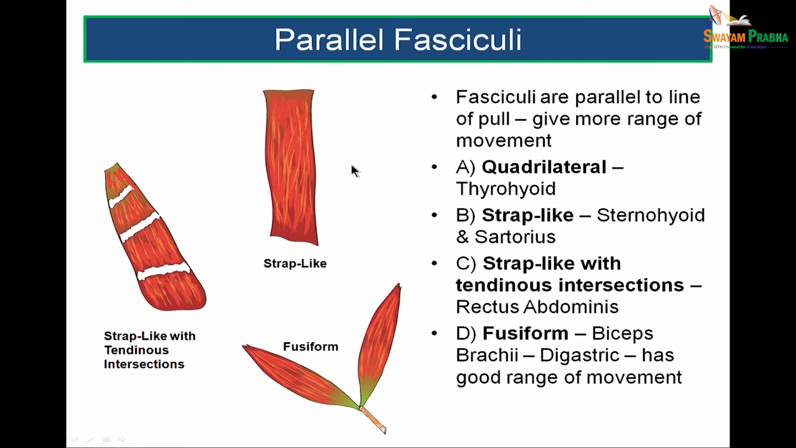Parallel fasciculi are further divided on their shape into quadrilateral like thyrohyoid, strap-like sternohyoid and sartorius, strap-like with intersections in between like the rectus abdominis of the anterior abdominal wall, or they could be fusiform like the heads of biceps or the digastric muscle.